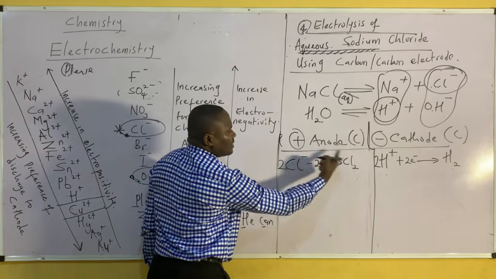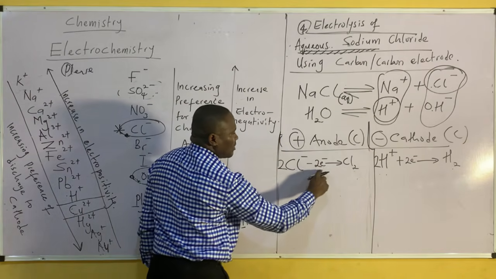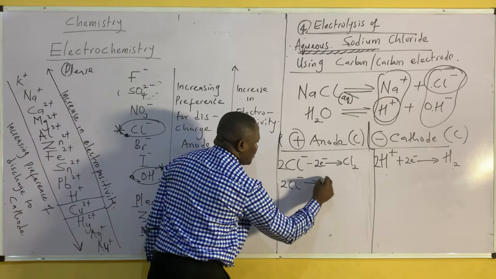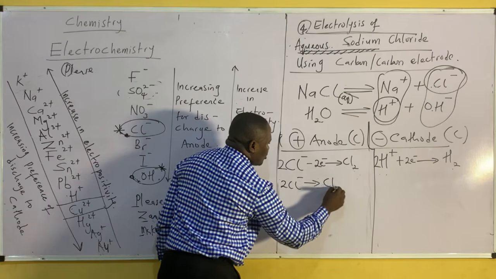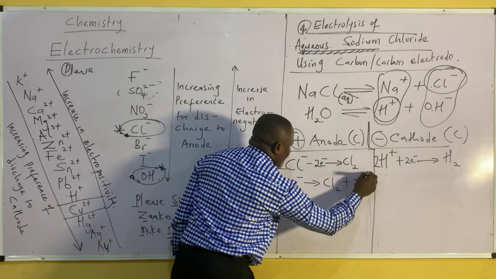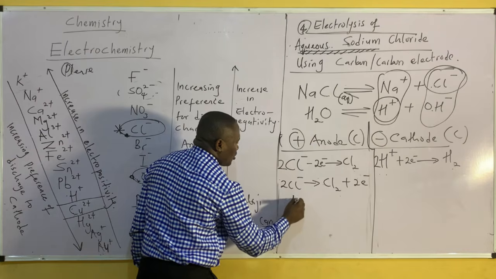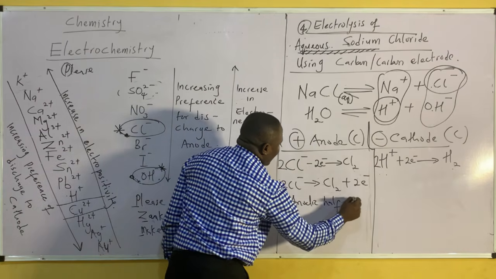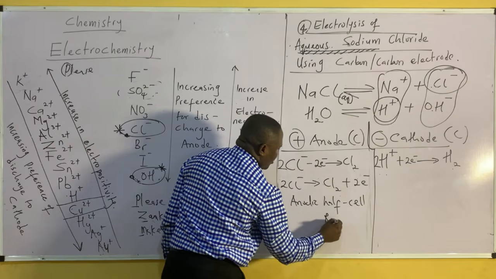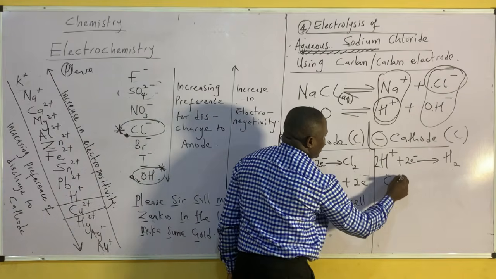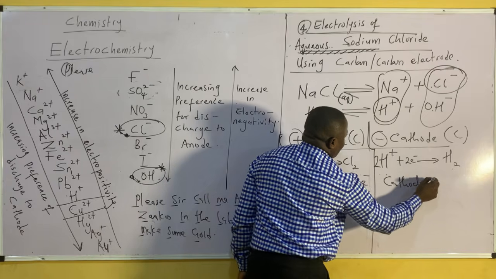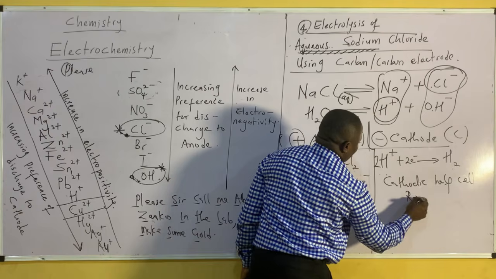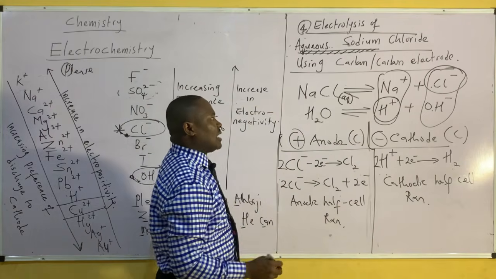So another way I can write this reaction is to take this minus 2 this way, it becomes 2Cl minus to give us Cl2 plus 2e minus. This is now what we call the anodic half cell reaction. That's what we call this. While this one is now called the cathodic half cell reaction.